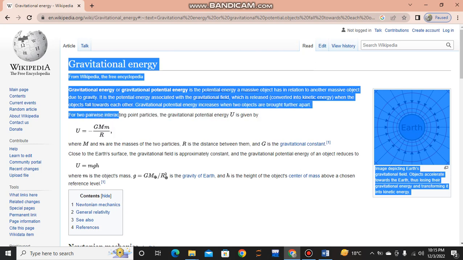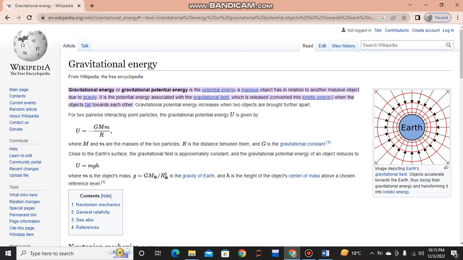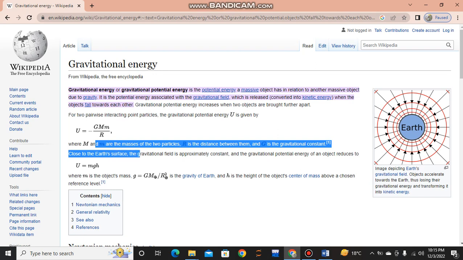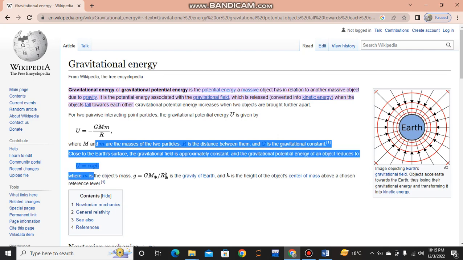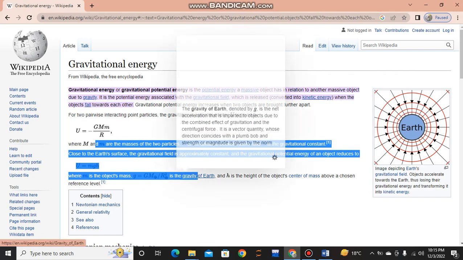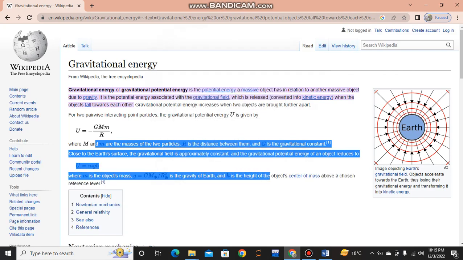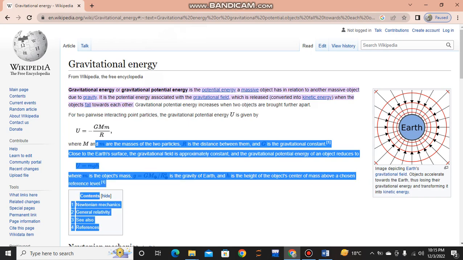For two pairwise interacting point particles, the gravitational potential energy U is given by U is equal to minus G M m over R, where M and small m are the masses of the two particles, R is the distance between them and G is the gravitational constant. Close to the Earth's surface, the gravitational field is approximately constant and the gravitational potential energy of the object reduces to U is equal to mgh, where m is the object's mass, g is equal to GM over R square, the gravity of the Earth, and h is the height of the object's center of mass above a chosen reference level.